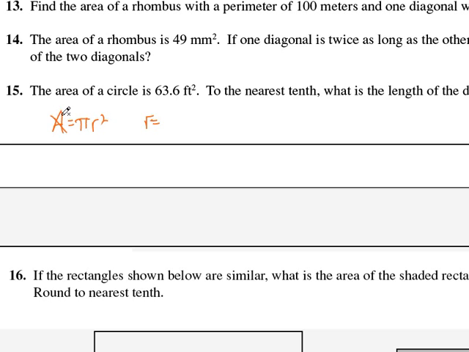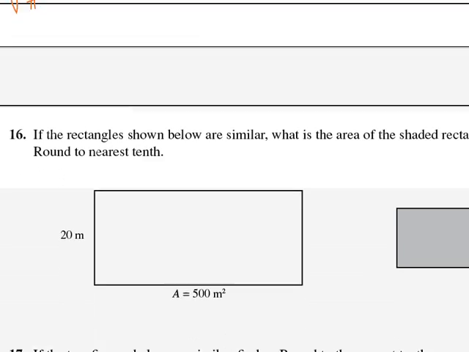So you just put 63.6 in for the A. Solve for r. So how do you do that? Divide by pi first, and then square root. That's going to give you your radius, whatever that is. And then what do you do with that? Multiply by 2. Or you can do all that in one shot. Whatever that is, that's the length of the diameter. We good with that?